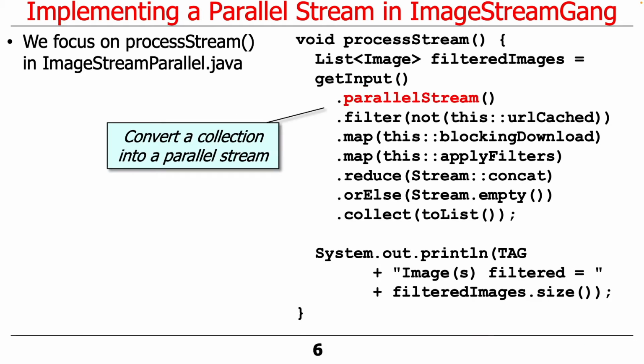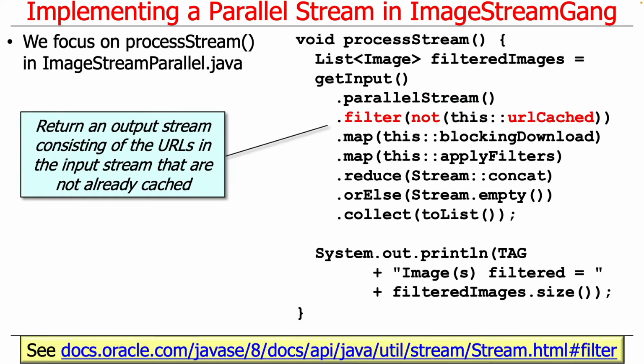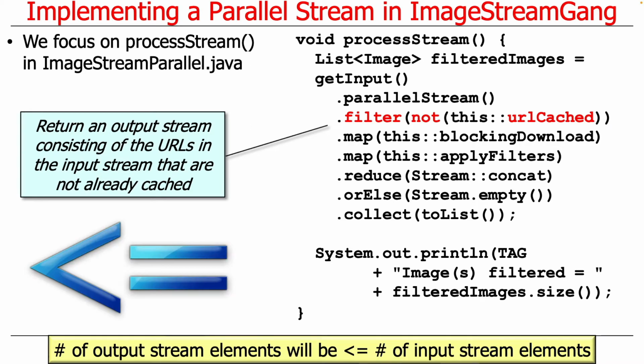And then we convert that list of URLs into a stream, a parallel stream of URLs. And then we go ahead and apply the filter intermediate operation. What we do here is use the method called urlCached, which we'll look at in a second. If urlCached returns true, that means that we've already downloaded this image and processed it before. So by negating the result of urlCached, we will filter out stuff that's already been seen.